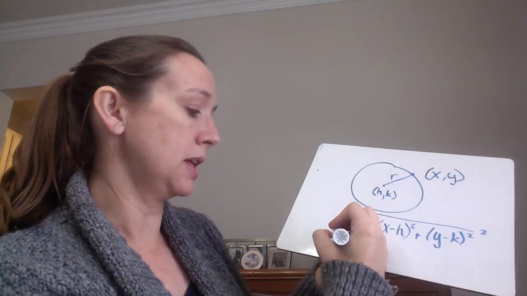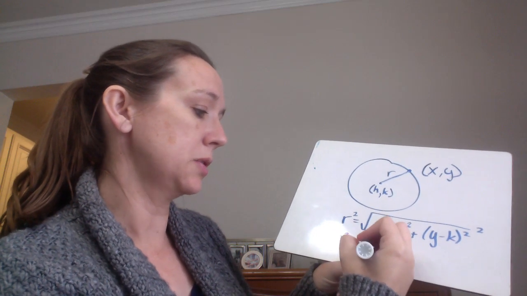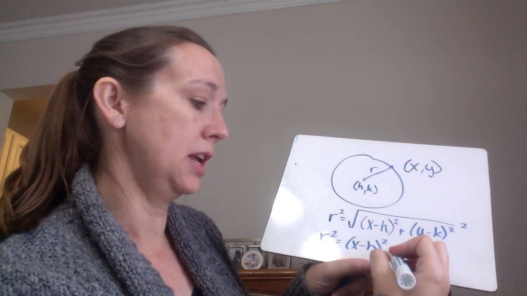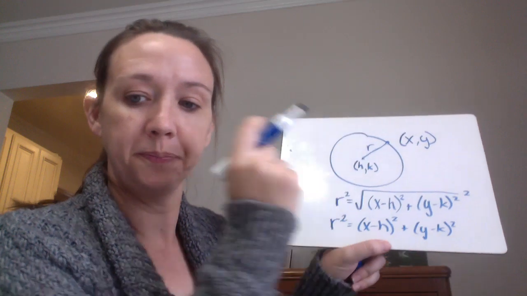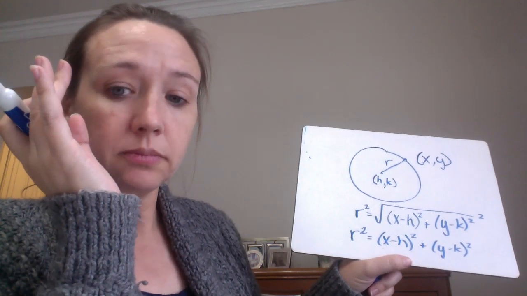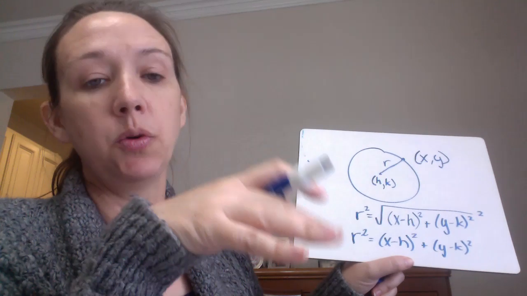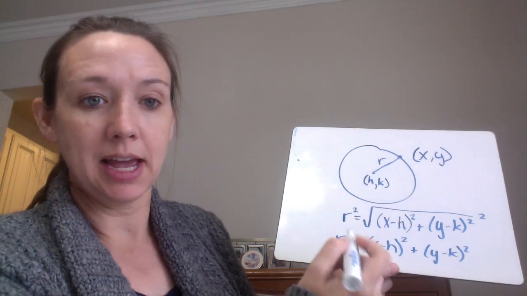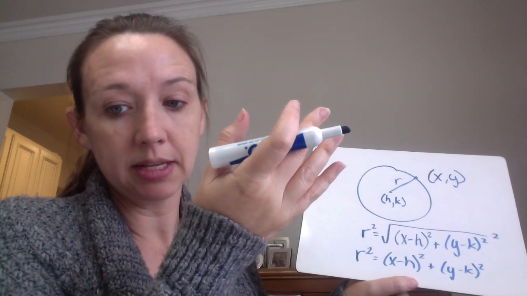So the formula that we would have for a circle is the radius squared equals x minus h squared plus y minus k squared. So here's what this means. As we are looking at an equation for a circle, when we see a number all by itself on the outside, that's the radius squared. So we can just take the square root of that number and find the radius.